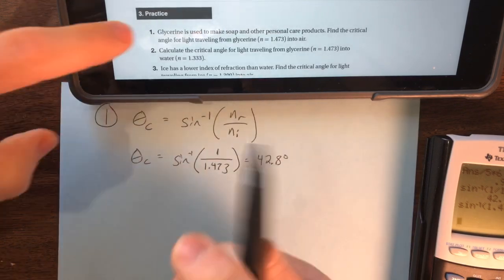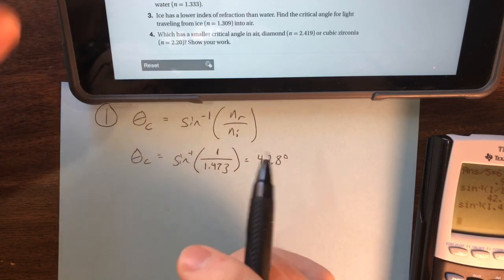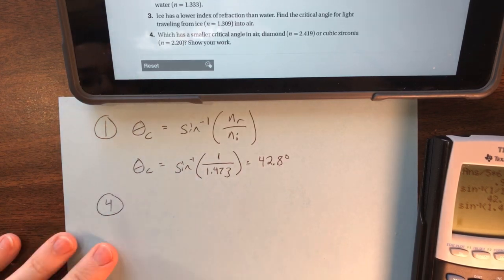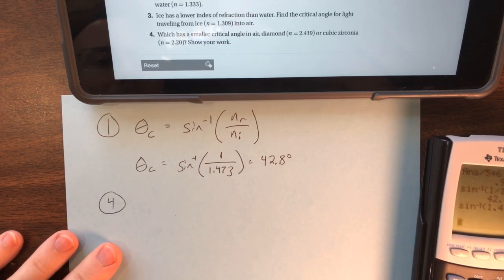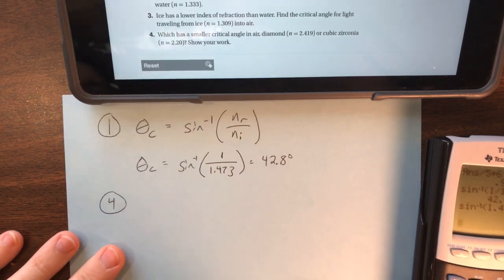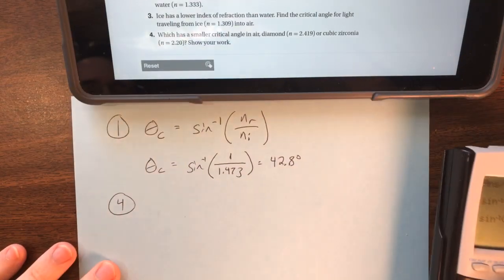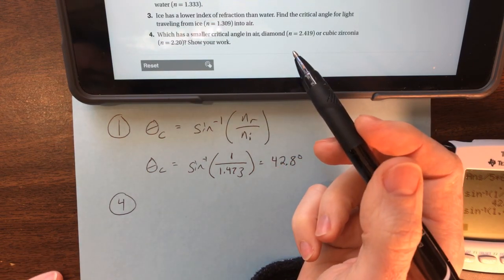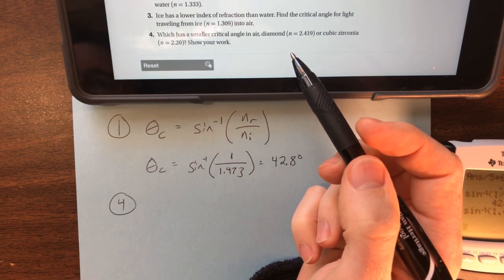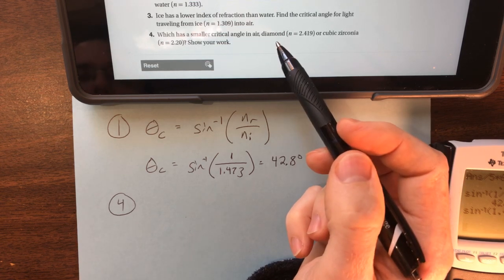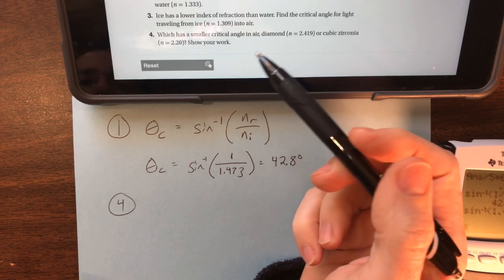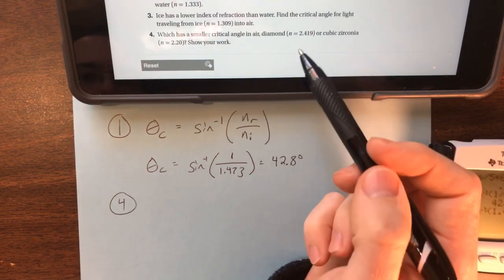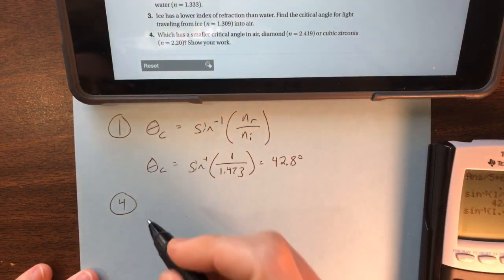Number 4, going down here to number 4. Which has a smaller critical angle? Let's just go ahead and solve for both of them. It says show your work, so you don't want to just guess on this one. But we can make a guess ahead of time and say it would make sense for diamond to have the smallest critical angle here, because it's the expensive material, plus diamond has a larger index of refraction. But let's actually go ahead and calculate these things.